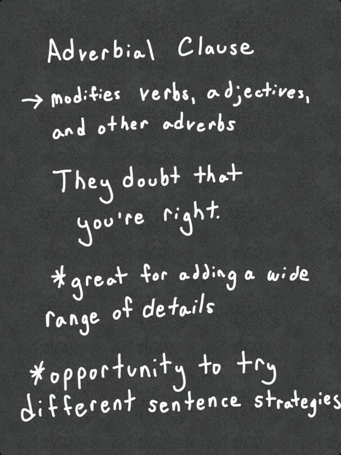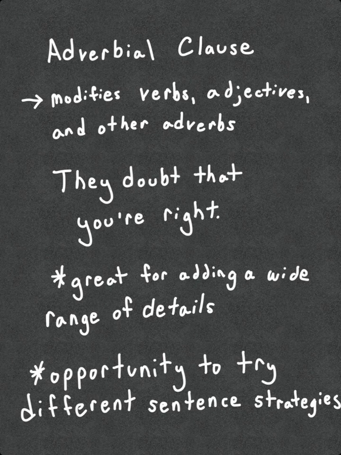The adverbial clause. The adverbial clause modifies verbs, adjectives, and other adverbs. In other words, everything else. I put together a tricky sentence here. They doubt that you're right. Where is the independent clause? They doubt. Okay, subject, predicate. Okay, that's potential. Oh, well, we have the word that in there.